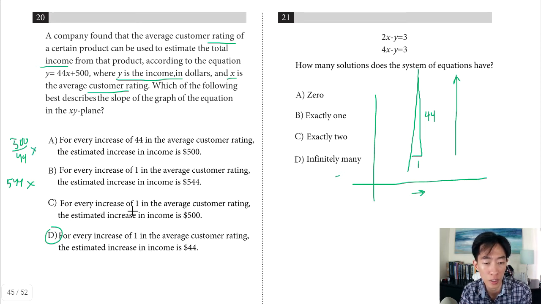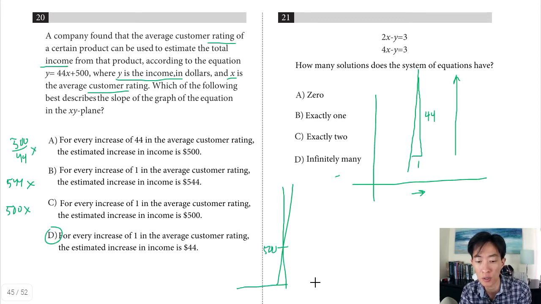Choice C, for every increase of 1 in the average customer rating, the estimated increase in income is 500. So that would mean your slope is 500, so it would be 500x. And A, B, and C would all be true regardless of what your y-intercept is. The y-intercept really basically means, I kind of drew it incorrectly here, but if your y-intercept is about 500, that's right about here, that means at a customer rating of 0, which is right on the y-axis, you're going to get an income of 500. So that basically just says where you're starting off.